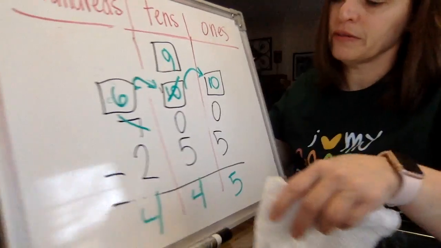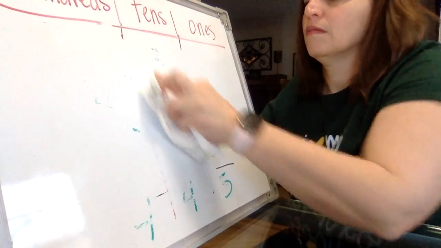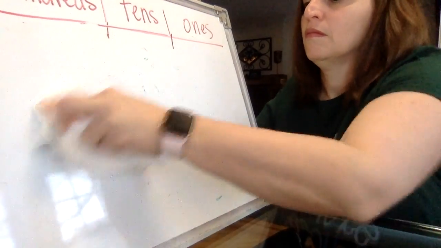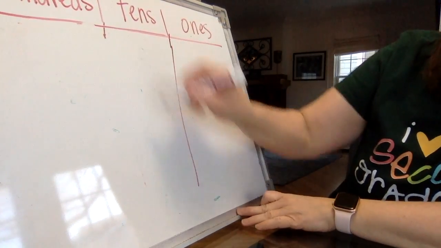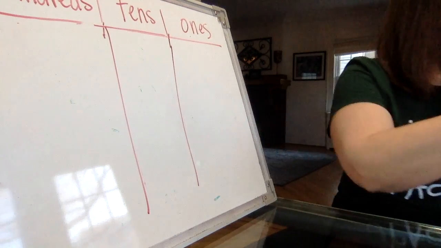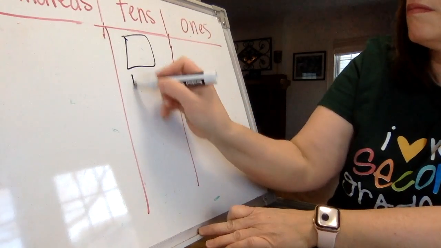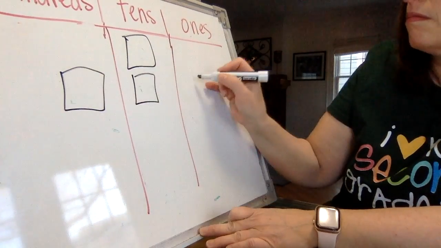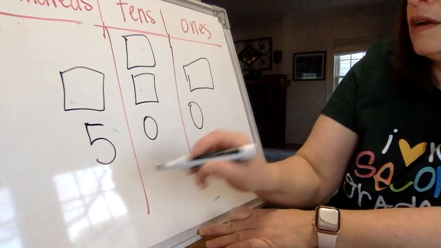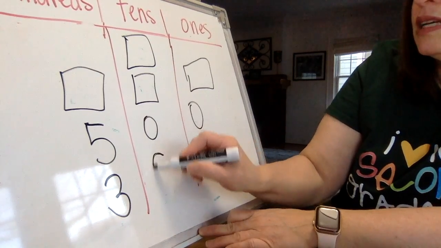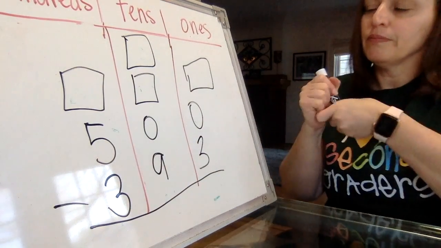Let's do another one together. Let's try 500 minus 393. This is not one in your book. It's just one that I made up.